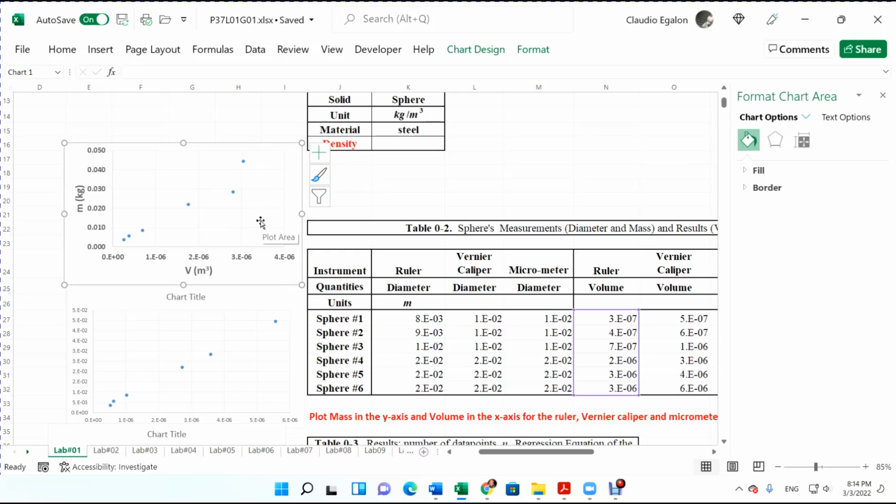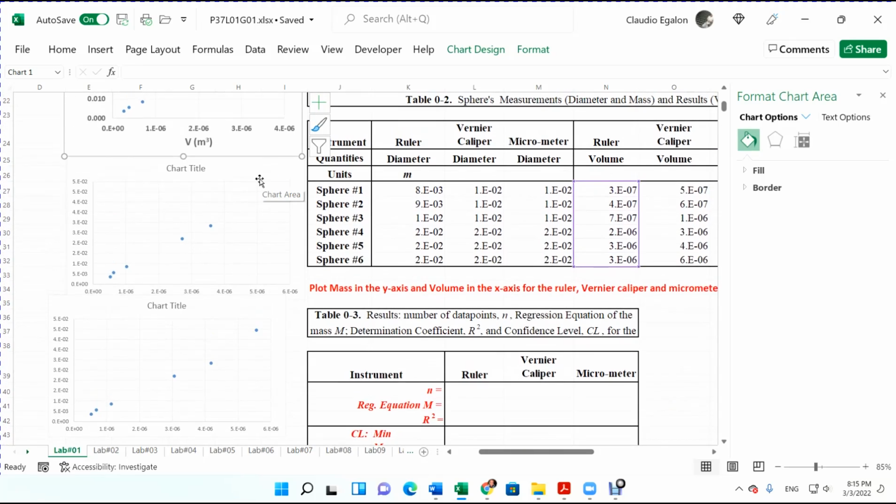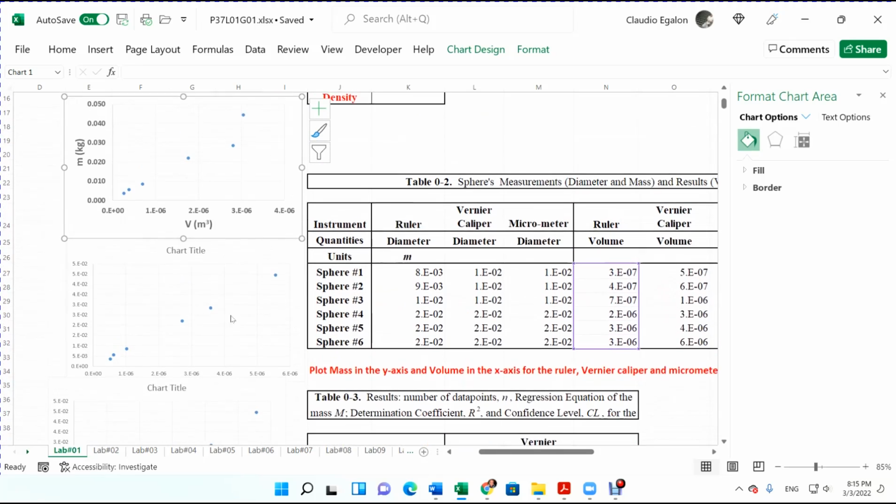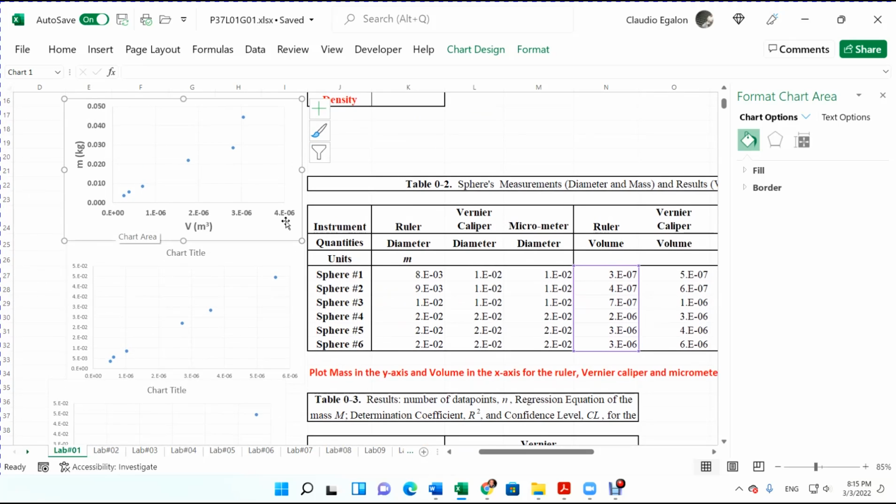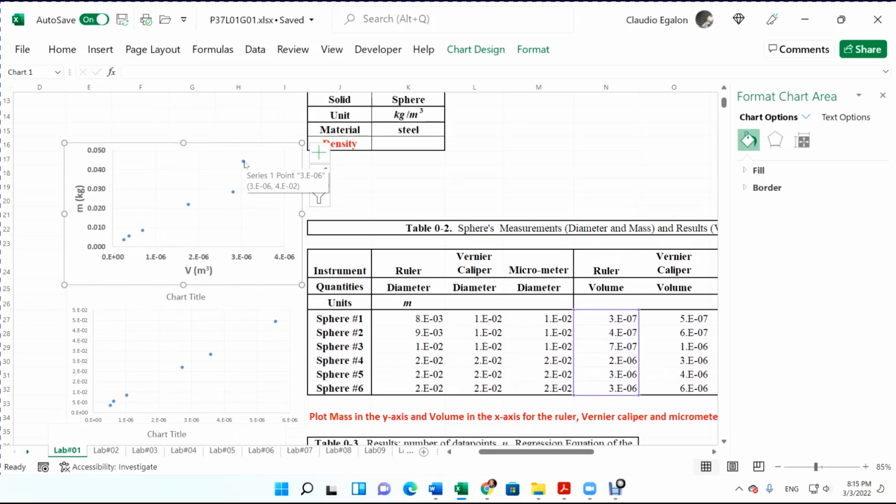So the outlier is not just this one, it's this one too. It looks like this one is more of an outlier than the other one. The real outlier is this one. Here the scale goes from 0 to 6 times 10 to the minus 6, and here it goes from 0 to 4 times 10 to the minus 6. That's because of this point. They came down with a very small diameter. Sometimes those things happen, especially with a ruler, since it's so difficult to measure the diameter of a sphere.